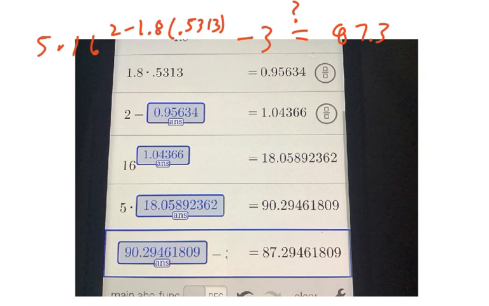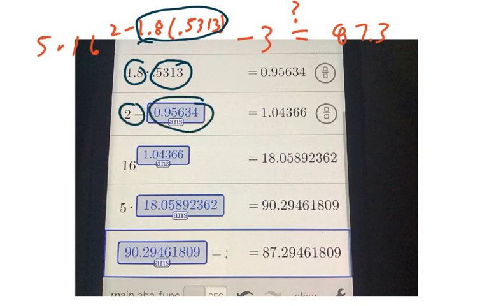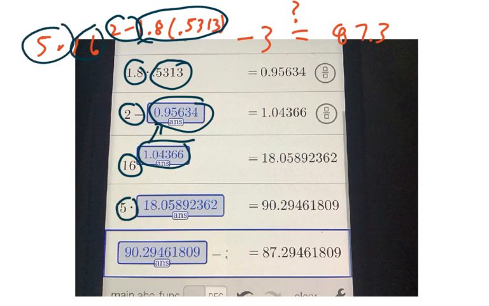Okay, so as you can see, I took 0.53 times 1.8, so I did this right here. Then I took 2 minus that product. Then I did 16 to that power. And then I times by 5. And then finally, I don't know why it didn't show up, I minus 3. And notice how that's very close to 87.3. So I'm pretty sure using my phone for a calculator, I did a decent job. Looks like it worked out fine.